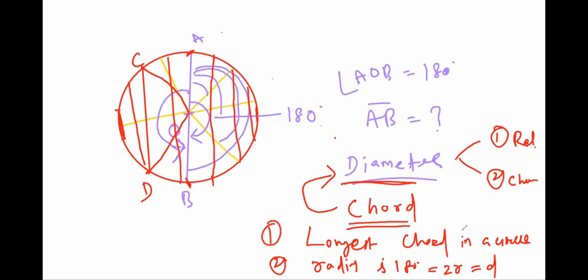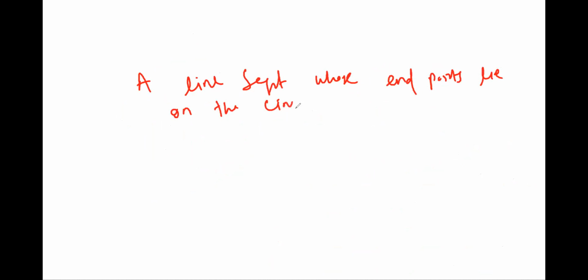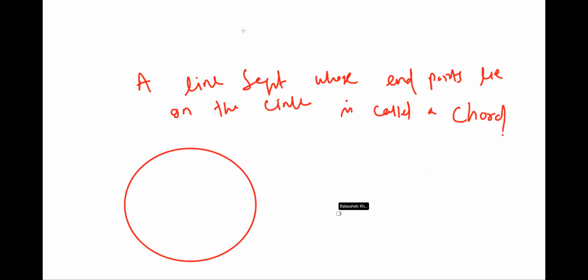So who can tell me what's a chord? A chord is a line segment whose endpoints lie on the circle is called the chord of a circle. Yes or no? Are you getting? Chord is nothing but a line segment, right? Whose endpoints lie on the circle. Or you can say a line segment whose endpoints lie on the circle is called a chord. Is it clear to you all? Yes, sir. Very good.